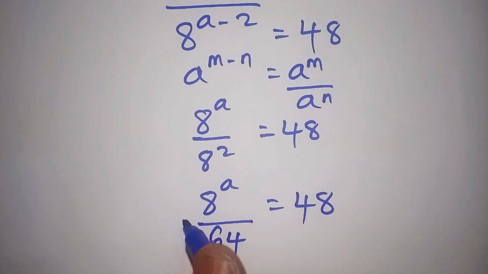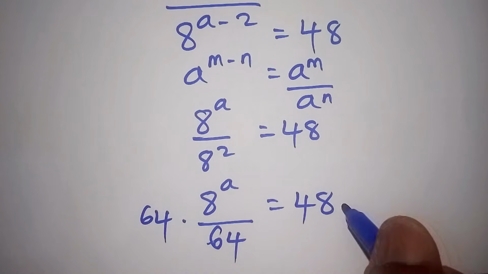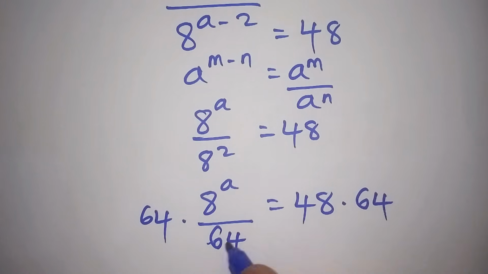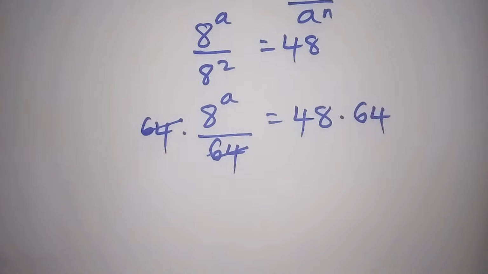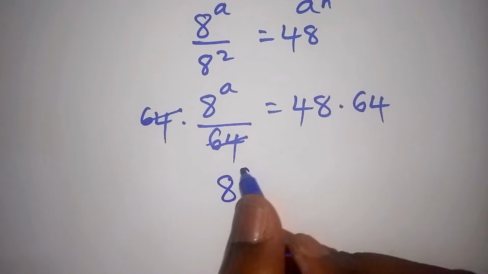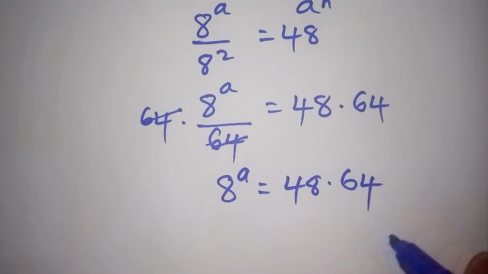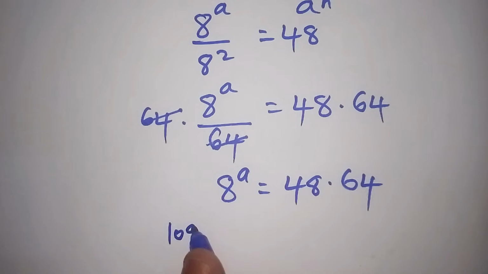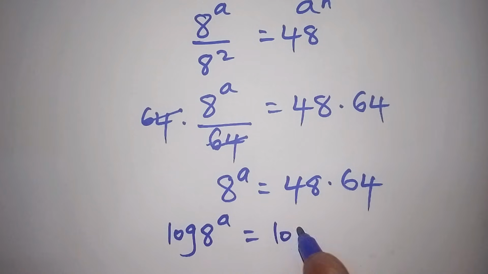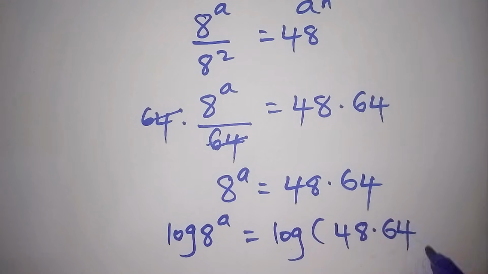Then we shall multiply both sides by 64. 64 by 64 shall cancel, so now we shall have 8 to the power of a equals 48 multiplied by 64. The next thing, we shall introduce the log. So now we shall have the log of 8 to the power of a equals the log of 48 multiplied by 64.